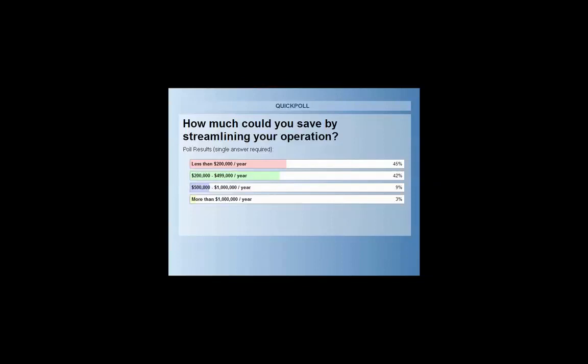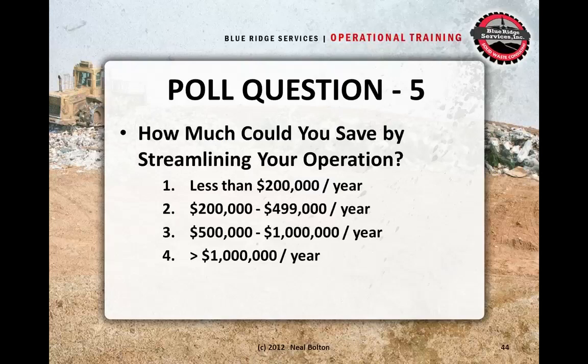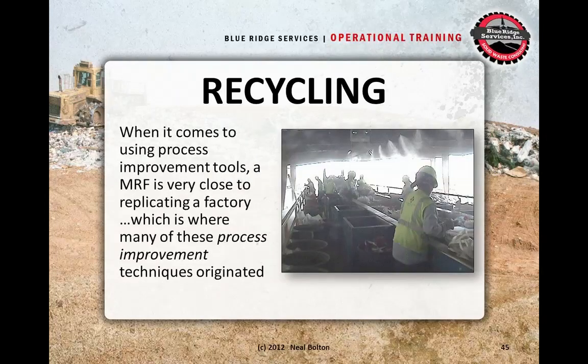Let's talk a bit about recycling. When it comes to using this process improvement approach, a MRF, or recycling facility, is a factory. I don't know if you've ever seen I Love Lucy when she and Ethel were trying to wrap those little chocolate candies coming on the conveyor belt. That is the classic factory analysis of what is the process. How can you streamline a process? A MRF is exactly replicating that. So we have material handling, we have specific processes, we have a lot of things that can be analyzed.